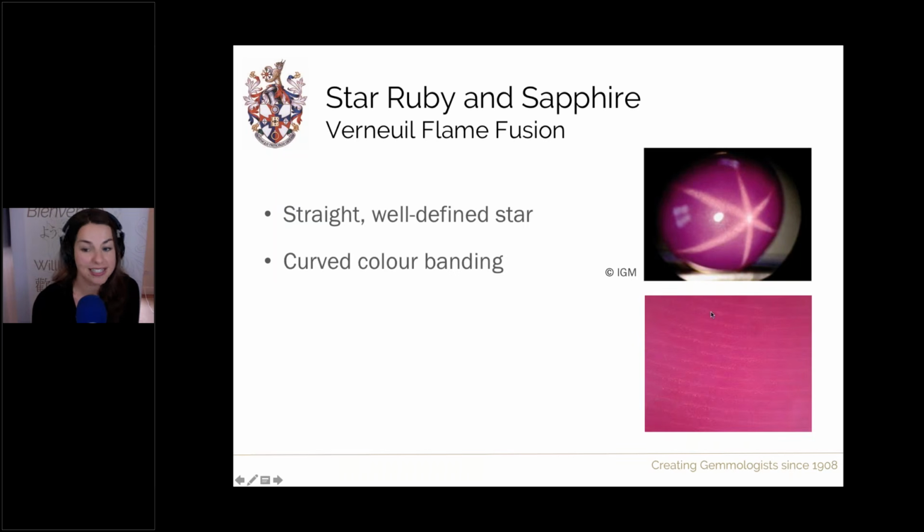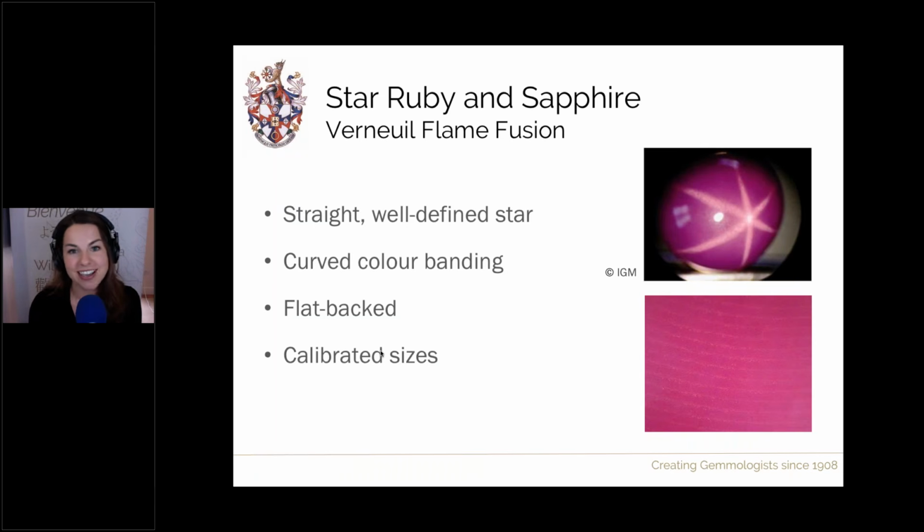Curved colour banding can still be seen in these stones, best seen on the back of the cabochon. You will see these curved colour bands confirming its Verneuil flame fusion origin. You'll also notice that these synthetics are flat backed. The reason for this is so they're easy to set within jewellery. They're made to calibrated sizes of very neat outlines, and also typically they have really good colours.